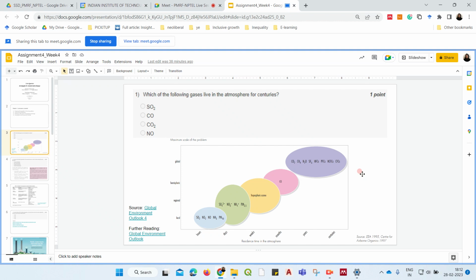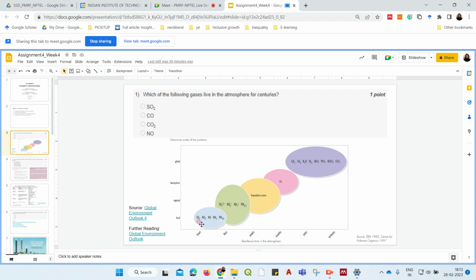So this comes from the Global Environment Outlook, which is a report produced by UNEP. It is a very important report in terms of the assessment of environmental health. So in their report number 4, or Outlook 4, they produced a schematic which represents for how long different gases live or are there in the atmosphere.